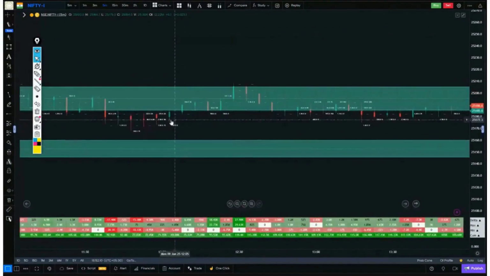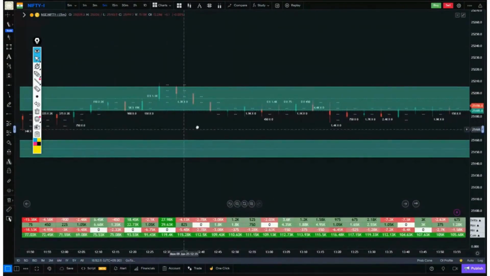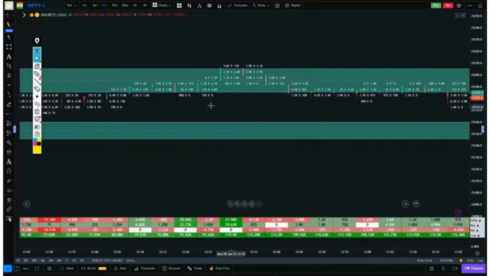After that, we didn't see any heavy, solid volume. One thing that was definitely noticeable is, look here. There was buying of around 27,000, close to 30,000. But just after this buying, the market reversed. The very next candle broke the buying zones of this candle.